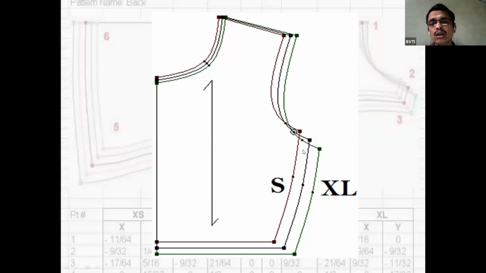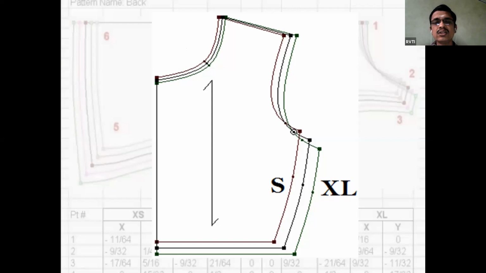Then after drafting one after the other, I can just keep it and trace with the help of tracing paper. I can individually segregate the S size pattern, M size pattern, and L size pattern like that. So this method is called the radial draft method.